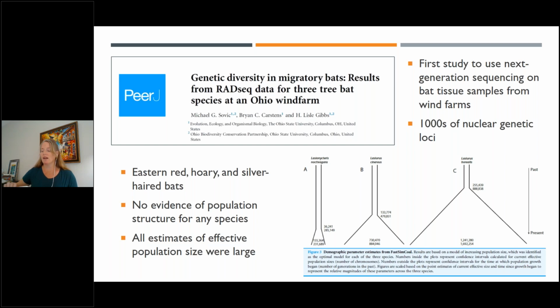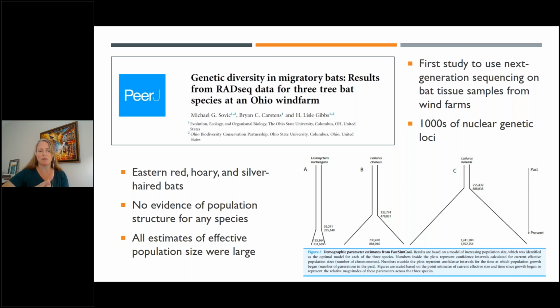This is one example of how this genetic data have been used to get at these questions in migratory tree bats. So this is a paper by Sovic et al., published in 2016, and it was the first study to use next generation sequencing on bat tissue samples from wind farms. And this is really important because the power of this next generation sequencing is that they genotyped these bats at thousands of nuclear genetic loci, and so they had a lot of information to work with, which really helps them get better estimates of genetic diversity or to monitor effective population size through time.